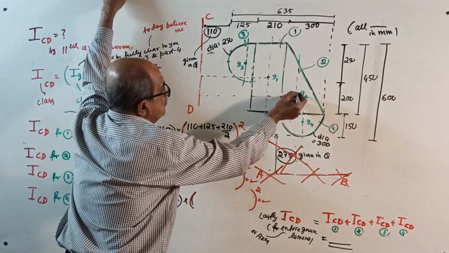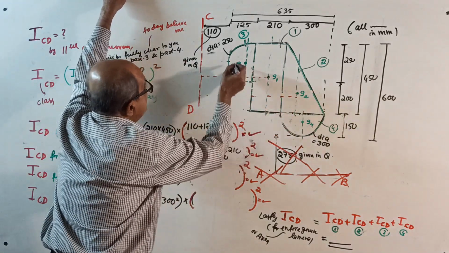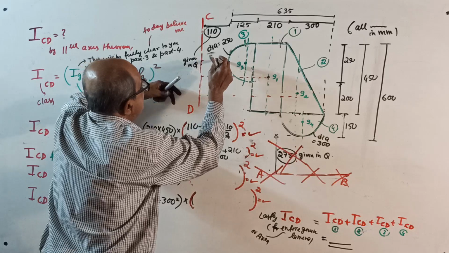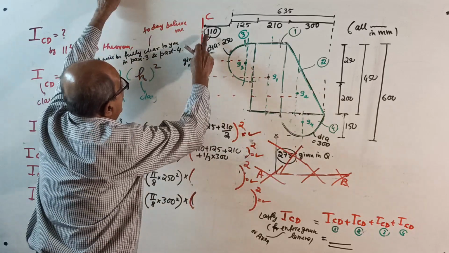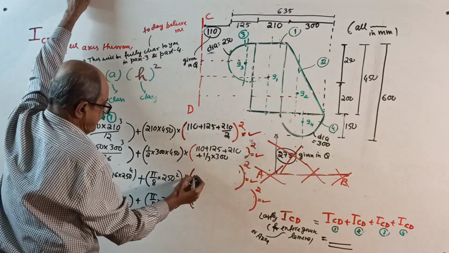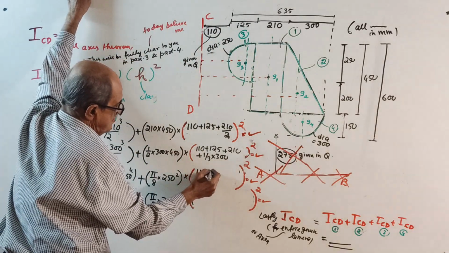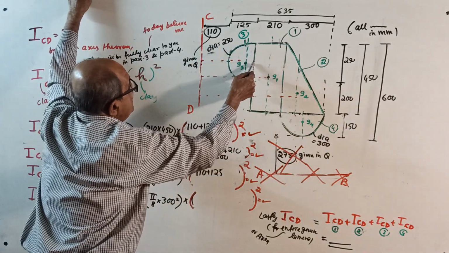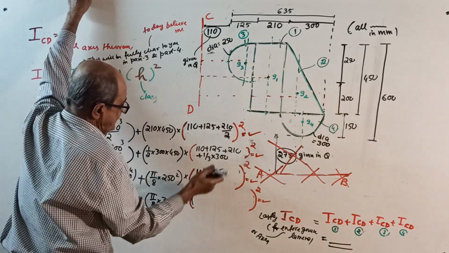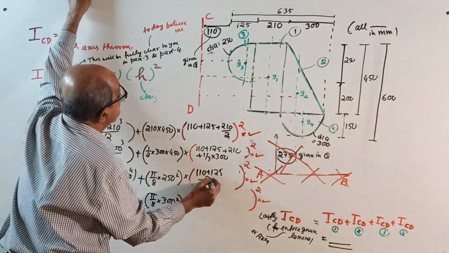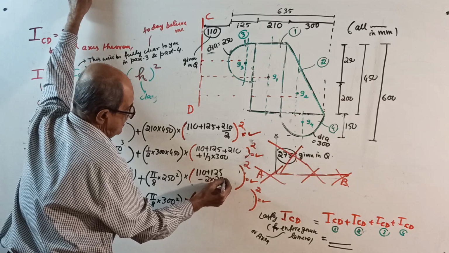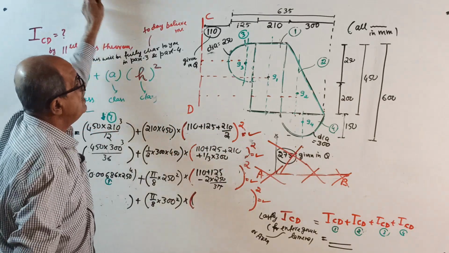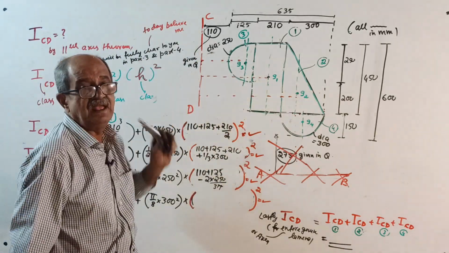Plus area into this distance square. From here to here, this distance square is 110 plus 125, 125. That will give you this distance minus this distance. That distance is minus 2 times diameter, 250 divided by 3 pi. That whole square will give I about CD of part 3.